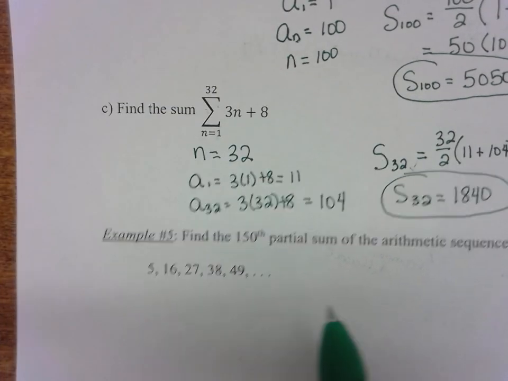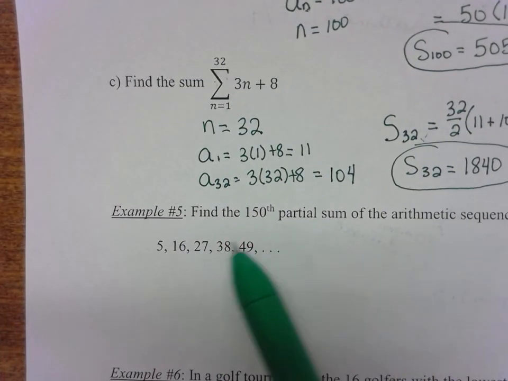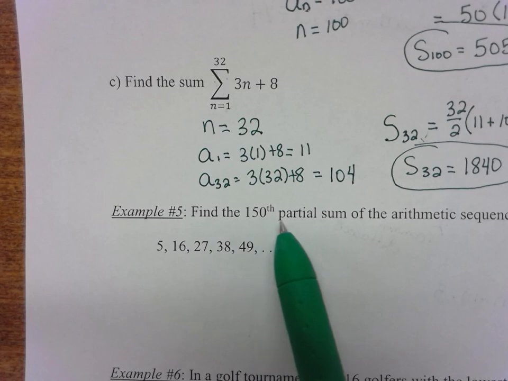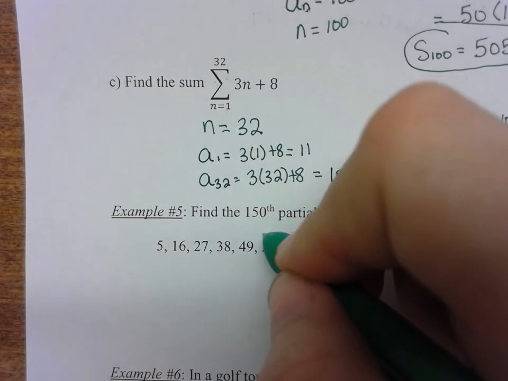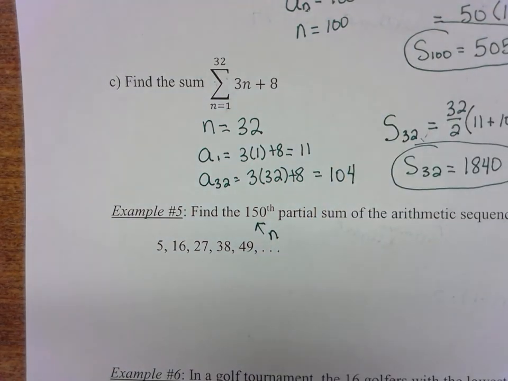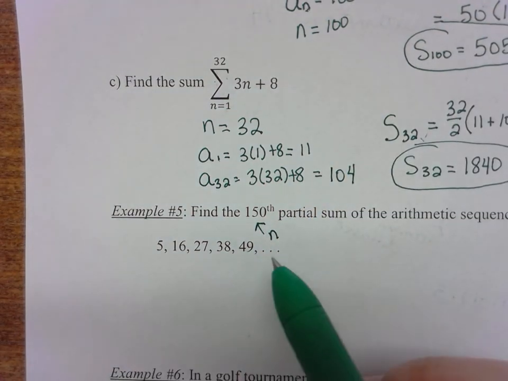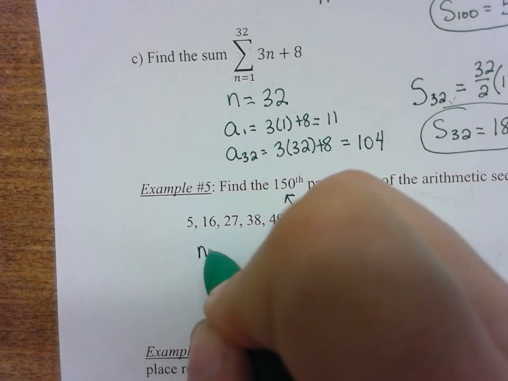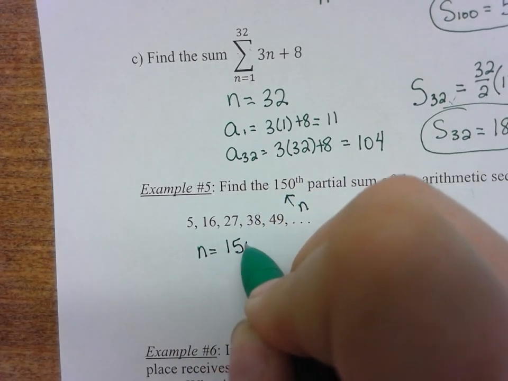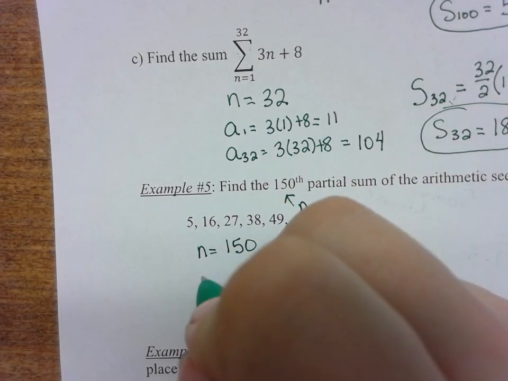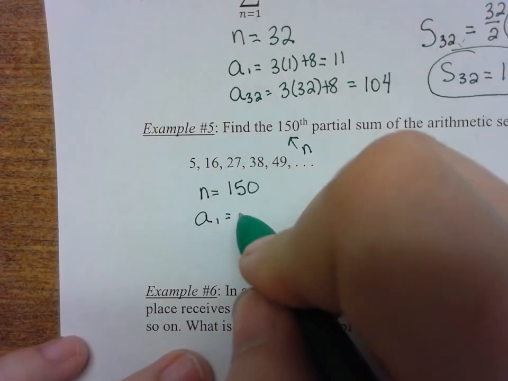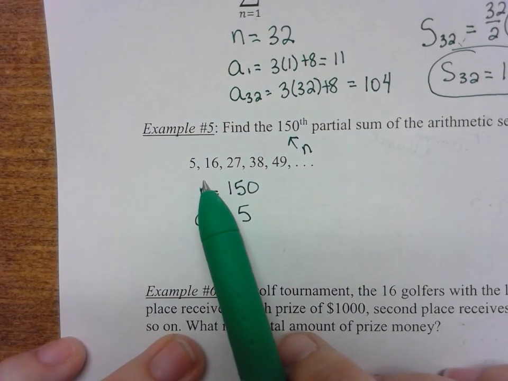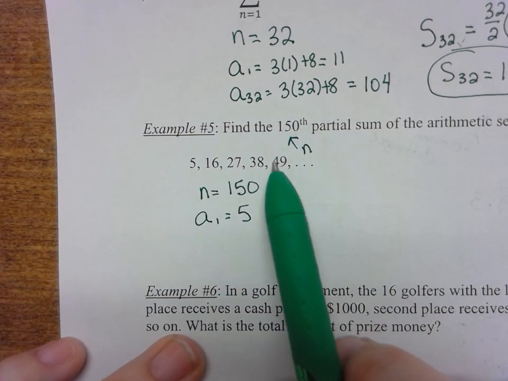Okay, so this is why this formula is going to be really nice. Find the 150th partial sum of the arithmetic sequence. This right here is what tells you what n is. That's all that means. So in this case, n is going to be 150. My first term, well, just look at the first thing in your list. That is a 5. But your nth term is not 49. Be careful, that's going to be a really common thing here.